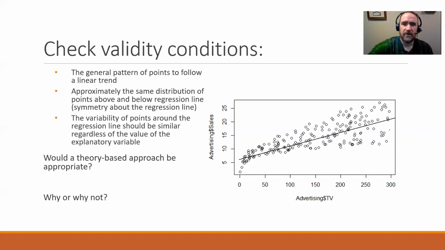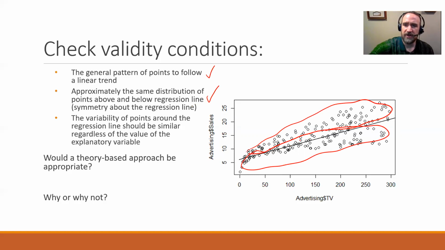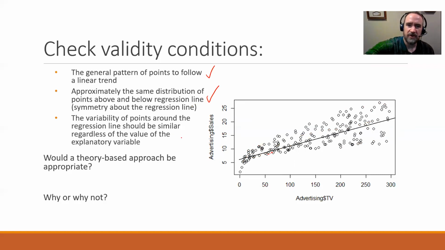Okay, here would a theory-based approach be appropriate? Do they tend to follow the line? Yeah, we got a good linear trend there, so that's good. How about approximately the same distribution above and below? That seems pretty good as well. We got kind of just spread all the way along the line. There might be a little bit of an issue here where these guys here don't really mirror this here that well, but that's actually more of a signal for this last one, which we do not meet.